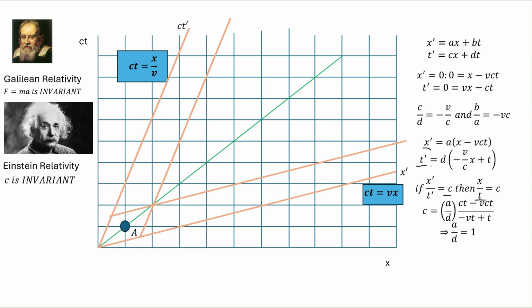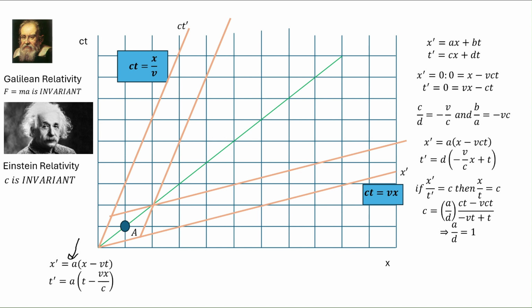So I divide this by this, and after some algebra, which you can look through at your leisure, you end up with a over d equals 1. In other words, a equals d. So holy smokes, this is great progress. We actually have only one undetermined thing. In other words, there's just one constant that relates these two.